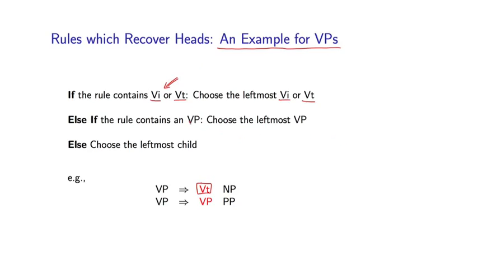On the other hand, if the rule contains a VP, choose the leftmost VP. Okay, so if we have a structure like the following, then this rule fails, the VP doesn't dominate the VI or VT, and instead in this case we just choose the leftmost VP as the head of the rule. And finally we have a default case just saying if we don't find any of these categories, just choose the leftmost child.